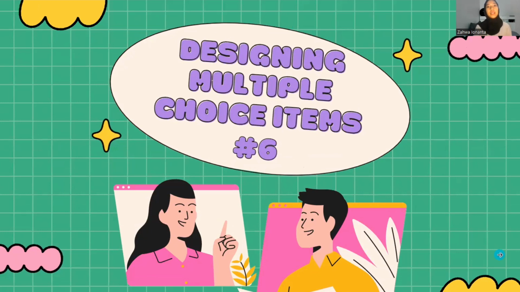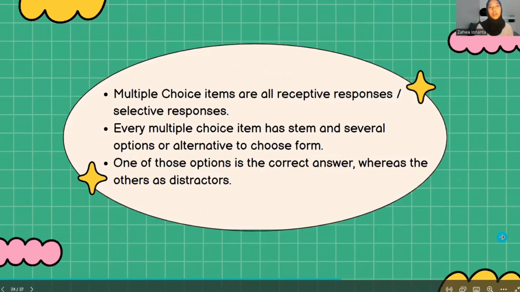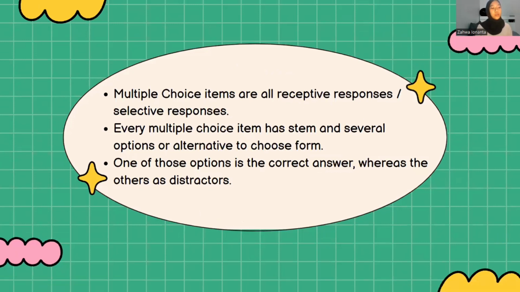Okay, next is designing multiple choice items. The tests need to be valid and must have content validity. First, multiple choice items are all receptive response or selective response. Second, every multiple choice item has a stem and several options or alternatives to choose from. And the last is that one of those options is the correct answer, whereas the others are distractors.